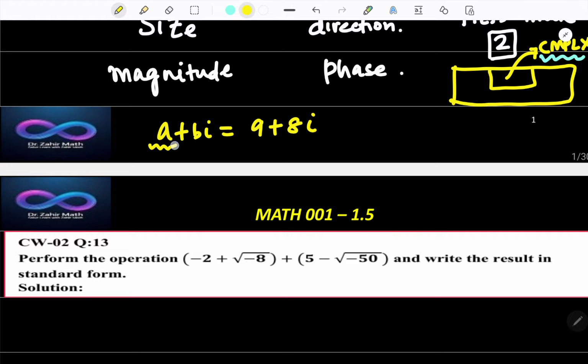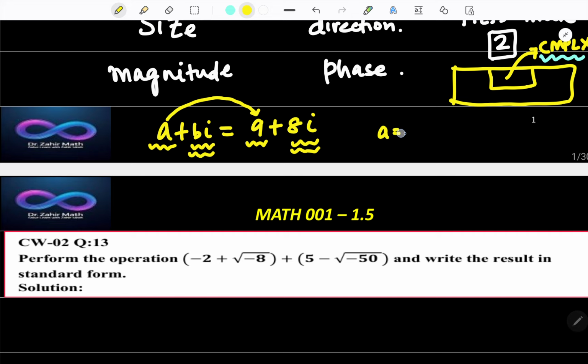This is a real number, and this is a real number. This is an imaginary number, and this is an imaginary number. Keep that in mind. So A is equal to 9. And what is attached with this i? B is equal to 8. Very simple question: A is equal to 9, B is equal to 8.